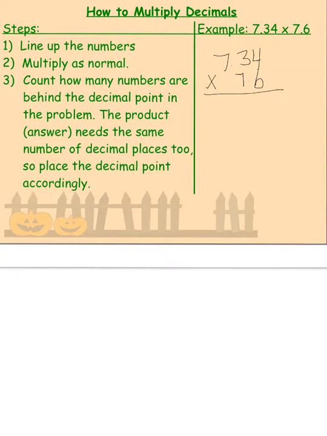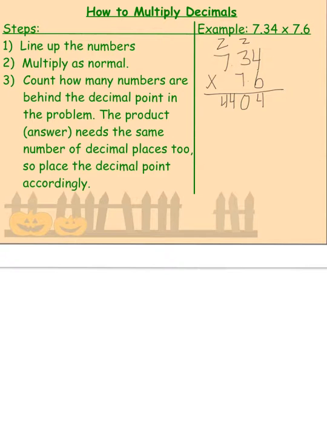So to refresh your memory with multiplying, we're going to take this 6 and multiply it by each number in that top number. So we're going to first do 6 times 4. 6 times 4 is 24. Put down the 4, carry the 2. Now we're going to do 6 times 3, which is 18, plus 2, which is 20. Put down the 0, carry the 2. 6 times 7 is 42. Add the 2 that we carried, so you end up with 44. So this is what we get when we take 6 times each of the numbers in the top.